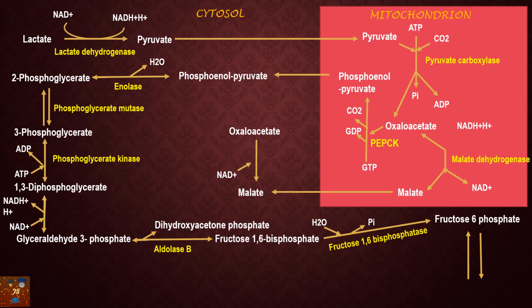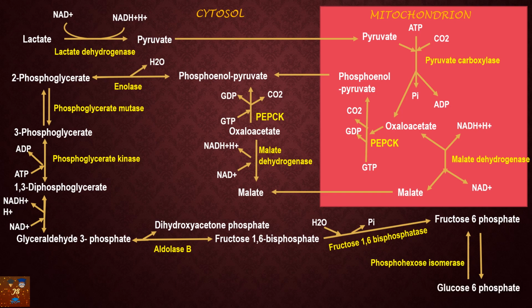Like phosphoenol pyruvate, this malate also comes out from mitochondria into cytosol. Here by some reaction it converts into oxaloacetate, and this oxaloacetate and phosphoenol pyruvate are interconvertible. Malate converts into oxaloacetate with the help of malate dehydrogenase, and oxaloacetate with the help of PEPCK is converted into phosphoenol pyruvate.